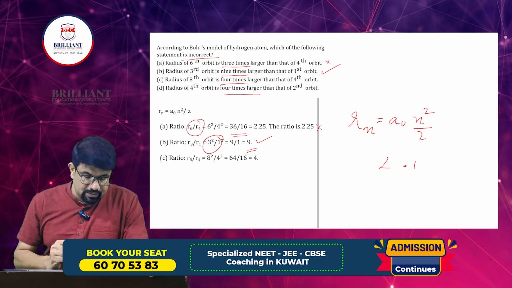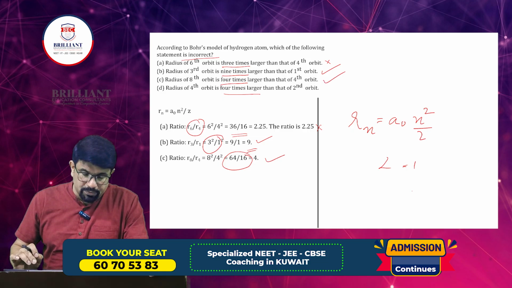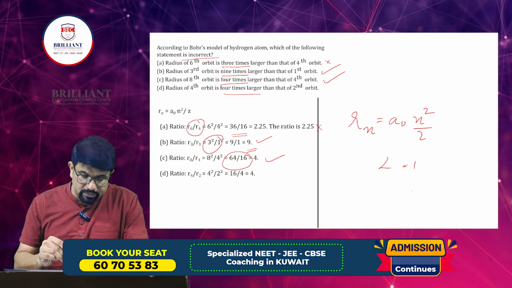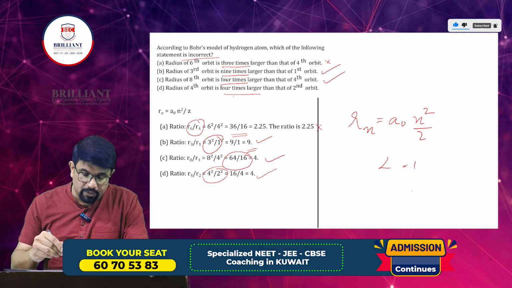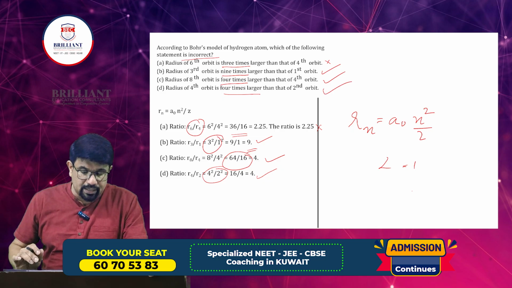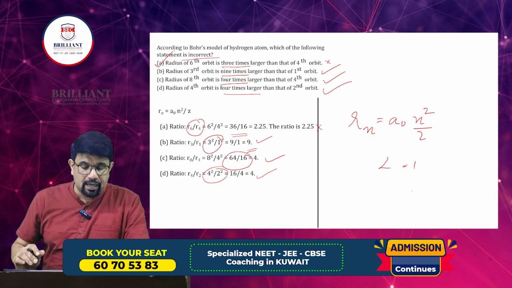Third one is the relation between 8th and 4th orbit. 8 square divided by 4 square, 64 divided by 16, is equal to 4. That's why this option is also correct. Then the last option, D, is 4th to 2nd. 4 square divided by 2 square, that is 16 divided by 4, it is 4 times, right? So which is the correct answer here? The incorrect statement is being asked, that's why A is the correct answer.